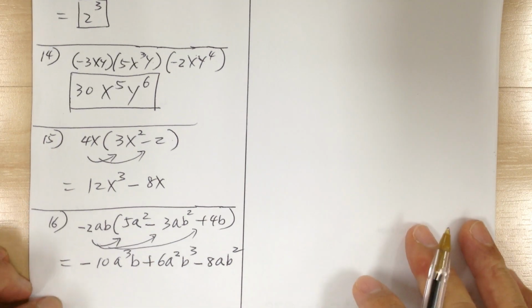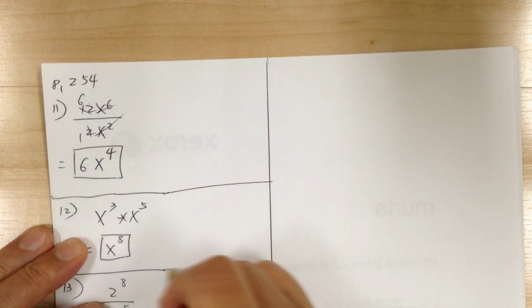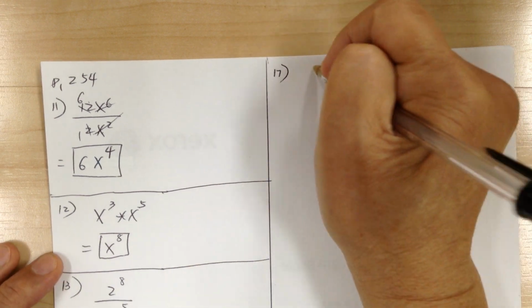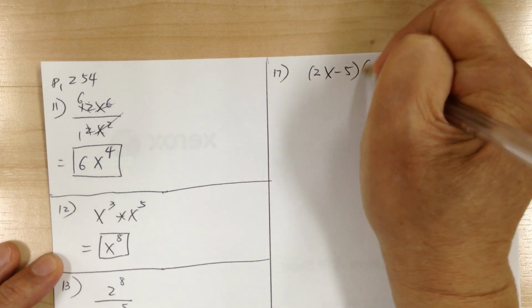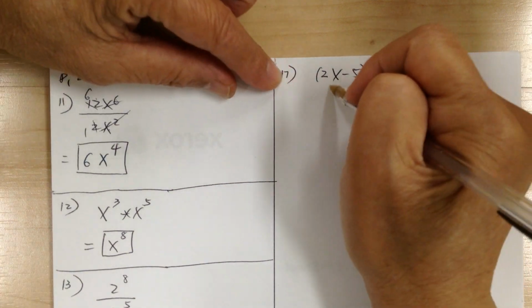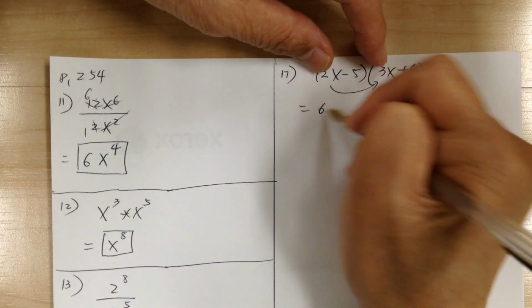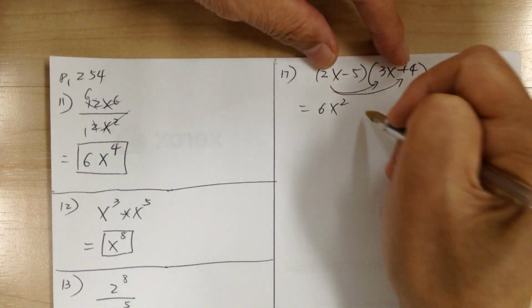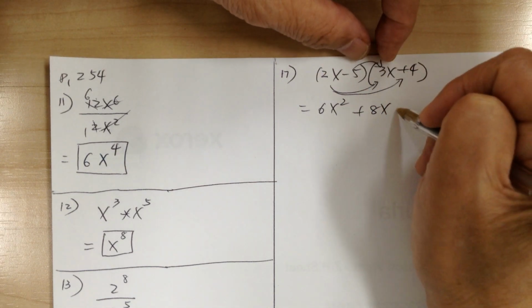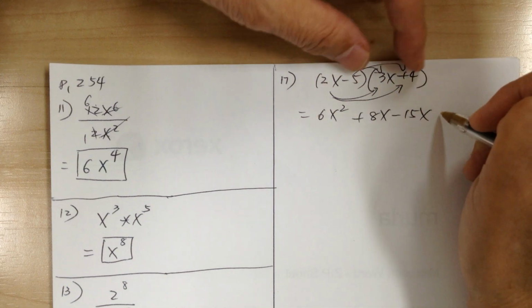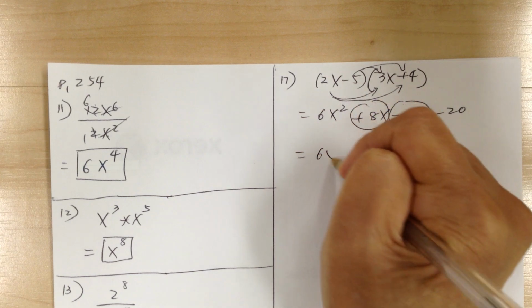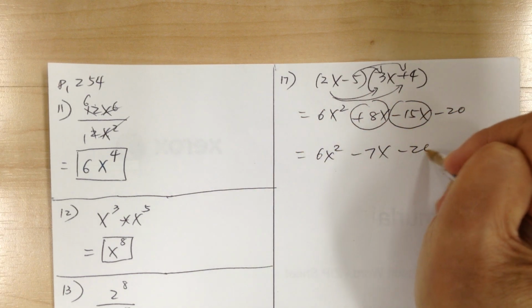Okay, so again, that's the answer for 16. Let's go to 17. You have 2x minus 5, and you got 3x plus 4. So use FOIL for your method. So go and multiply. This will equal 6x squared. Multiply, this will become plus 8x. And you go and use the I, right? So FOIL: O is minus 15x and L is minus 20. Then you combine the O and the I. So this will equal 6x squared minus 7x minus 20.